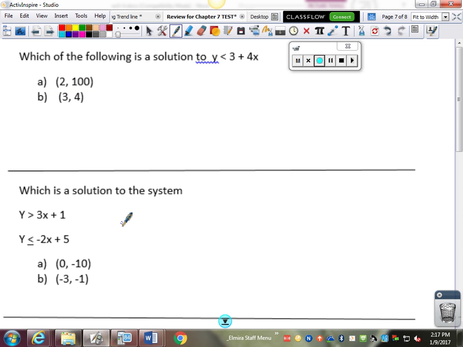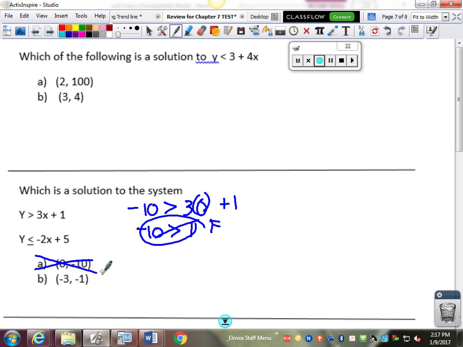Okay, which is a solution to the system. Now, in a system, you have to test the numbers in both inequalities. So if my first choice is 0, negative 10, I'm going to put negative 10 in for y greater than 3 times 0 plus 1. Negative 10 is greater than, let's see, 0 plus 1 is 1. Well, that's false. And if I test it out in the first equation and it's false, I don't even have to bother with the second equation. I don't have to bother because it's not going to be.